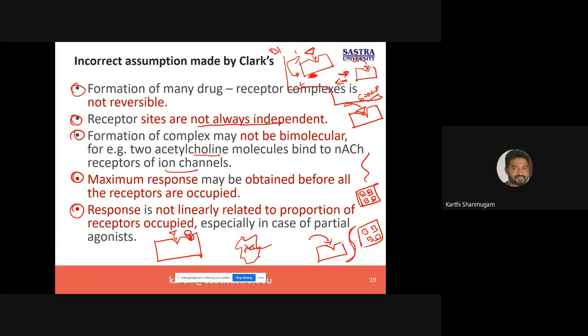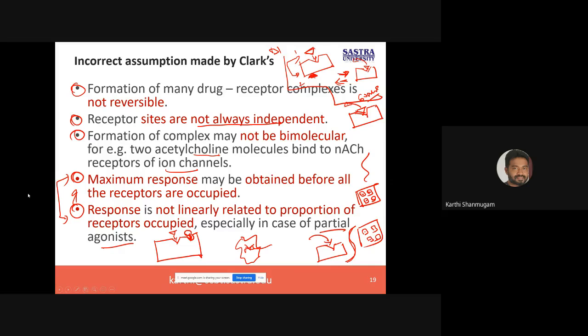This point is also closely related to the previous one. Response is not linearly related to the proportion of receptors occupied, because we have concepts like partial agonist. In that case, even if all the receptors are occupied by the drug molecule, we cannot expect the maximum biological response. There are two points, so just keep them in mind. I'll give some good examples in later slides.